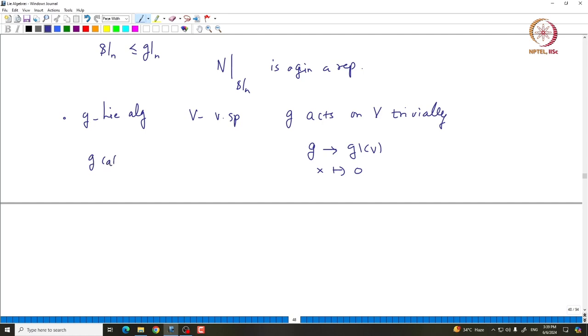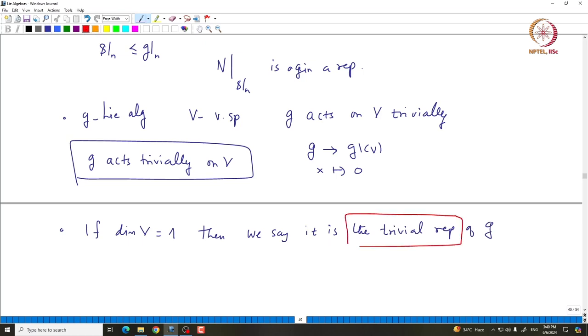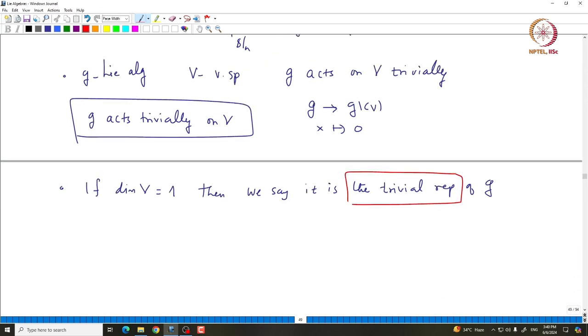So if the dimension of V is one, then in that case we say it is the trivial representation of G. Whenever we call something the trivial representation, we mean it is one-dimensional and the action of G is trivial. This is very important terminology.